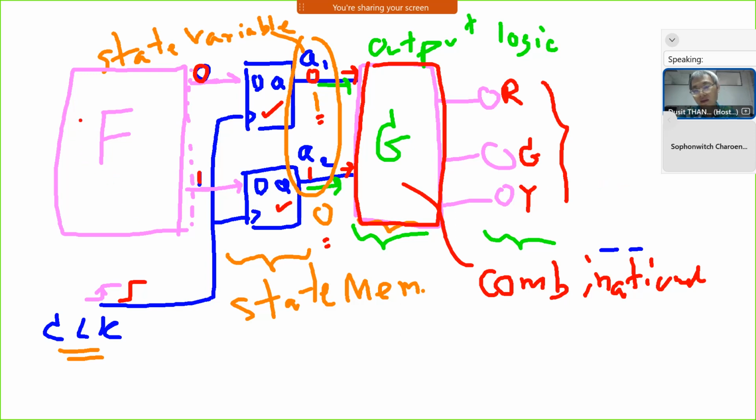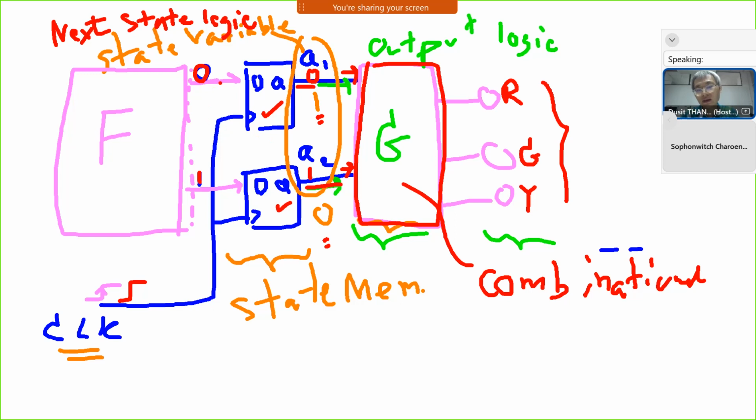So the circuit F is named the next state logic, because the output of this circuit F will be the next state value of the flip-flop.